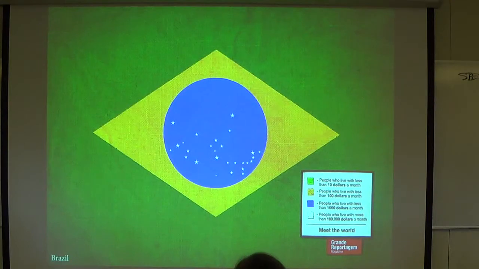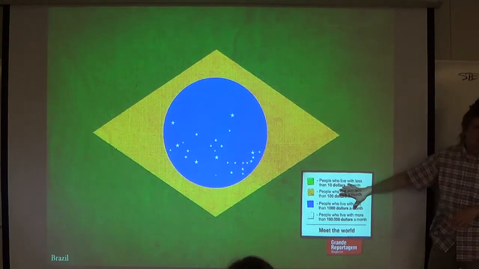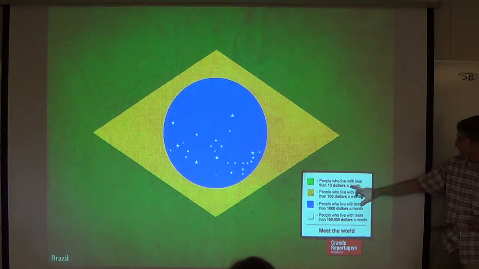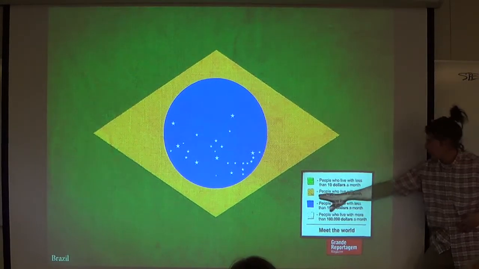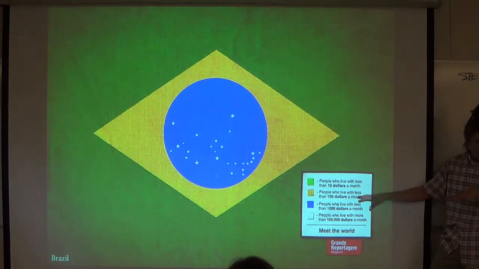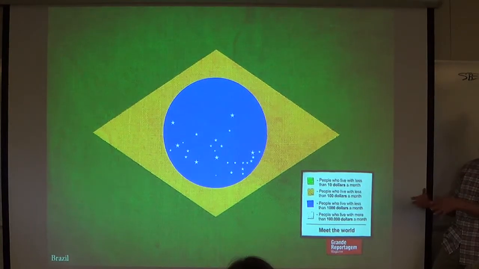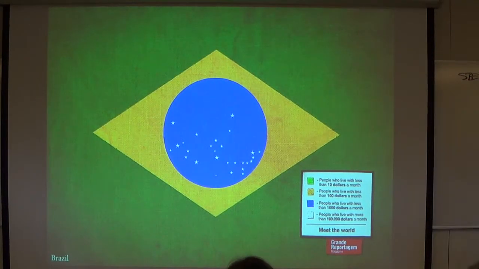Here's another one. If you can't read, green is kind of small, I apologize. Green is people who live on less than $10 a month. Yellow, people who live on less than $100 a month, which I'm assuming means more than 10 but less than 100. Blue is people who live on more than 100 but less than 1,000. White is people who live on more than $100,000 a month. There's also a piece of this flag they removed to make it match the numbers better. This is the Brazil flag.